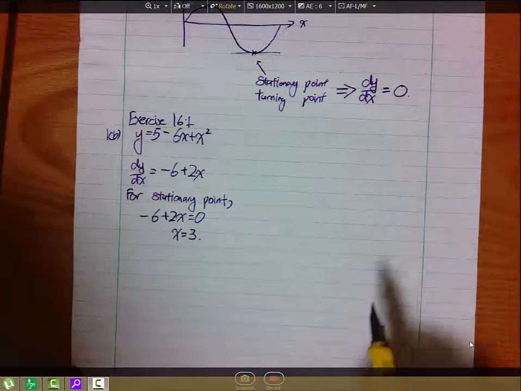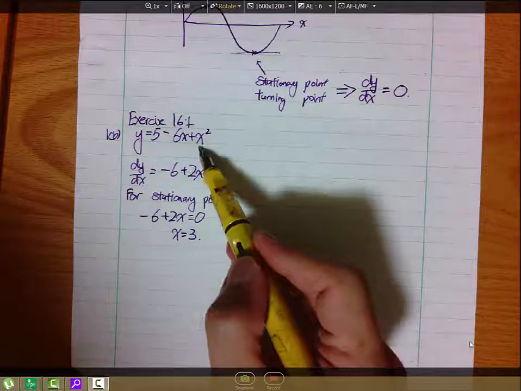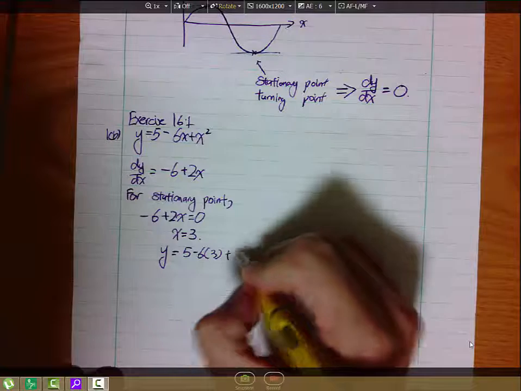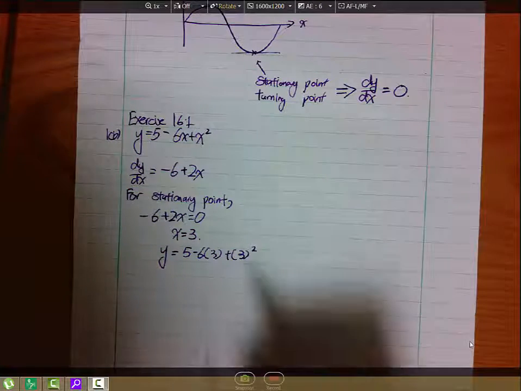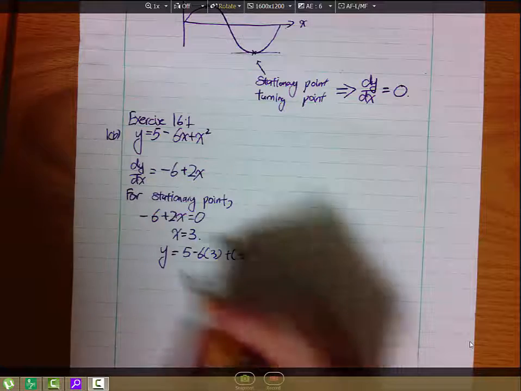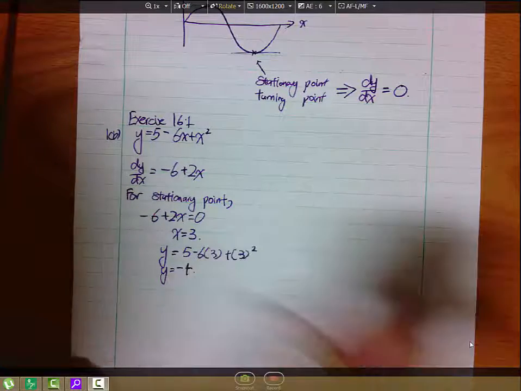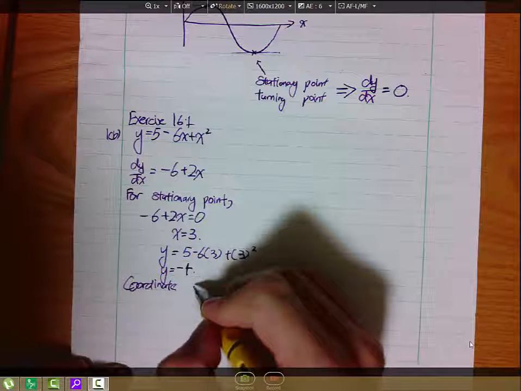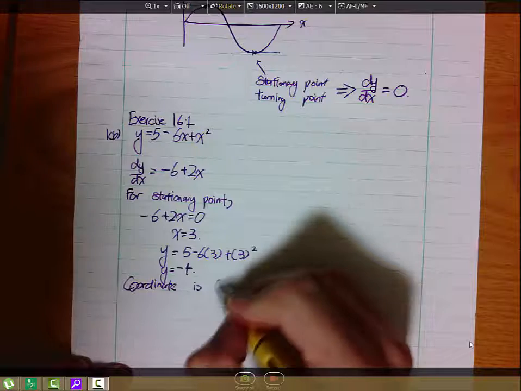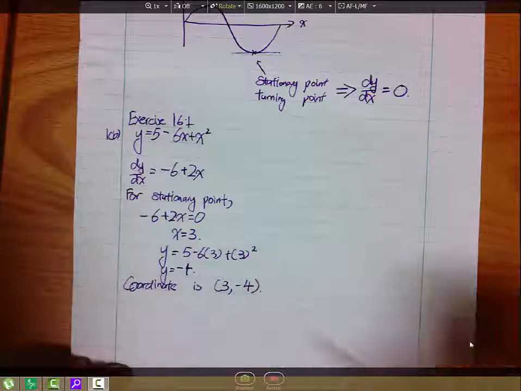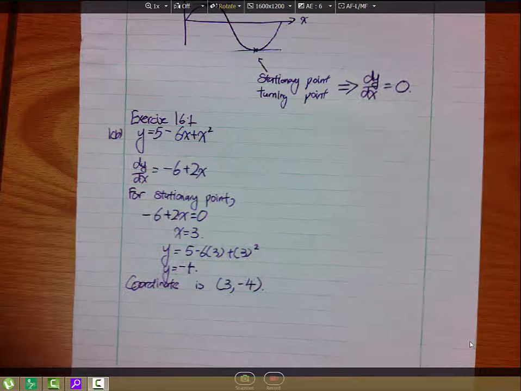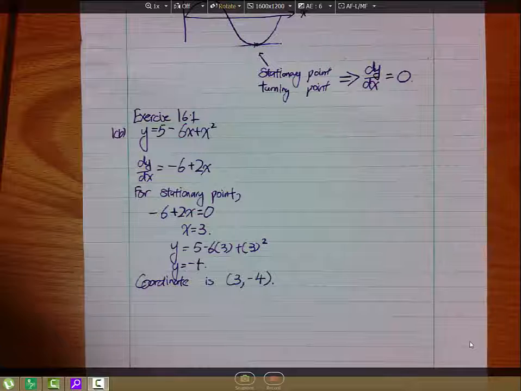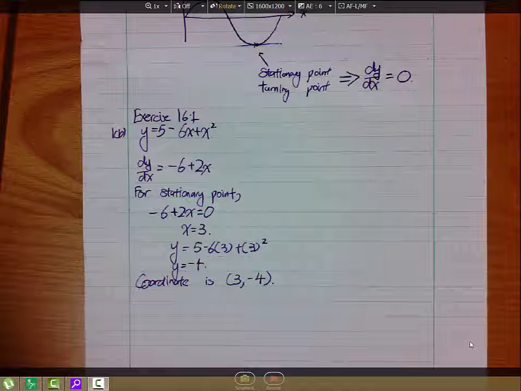And to find y, I will substitute x back into my original equation. So y is equal to 5 minus 6 times 3 plus 3 squared. In this case, negative 18, negative 9 plus 5, y equals negative 4. So the coordinate of my stationary point is (3, negative 4). And we are done with the very basics of the nature of stationary points. That is question 1b.